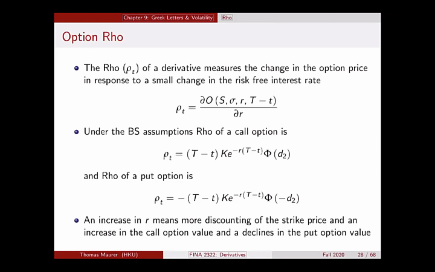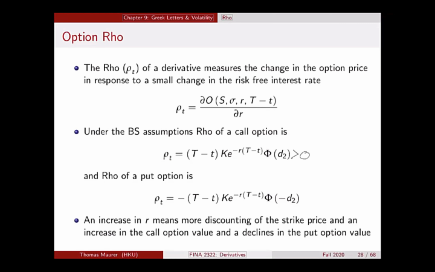Lastly, we will look at rho. Rho is the change in the value of a derivative if the interest rate changes a little bit. And under the Black-Scholes assumption, if you look at the call option, then rho is always going to be positive. What does it mean?